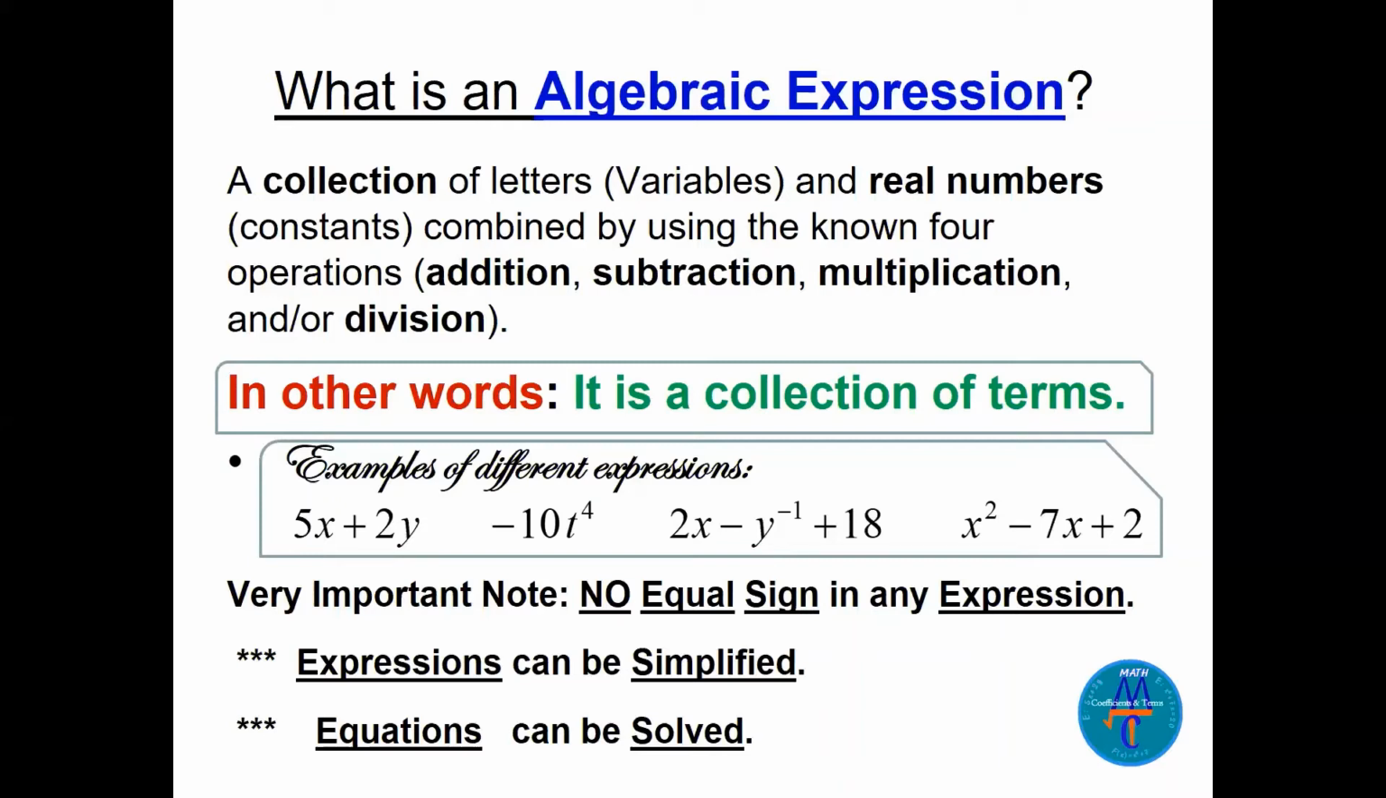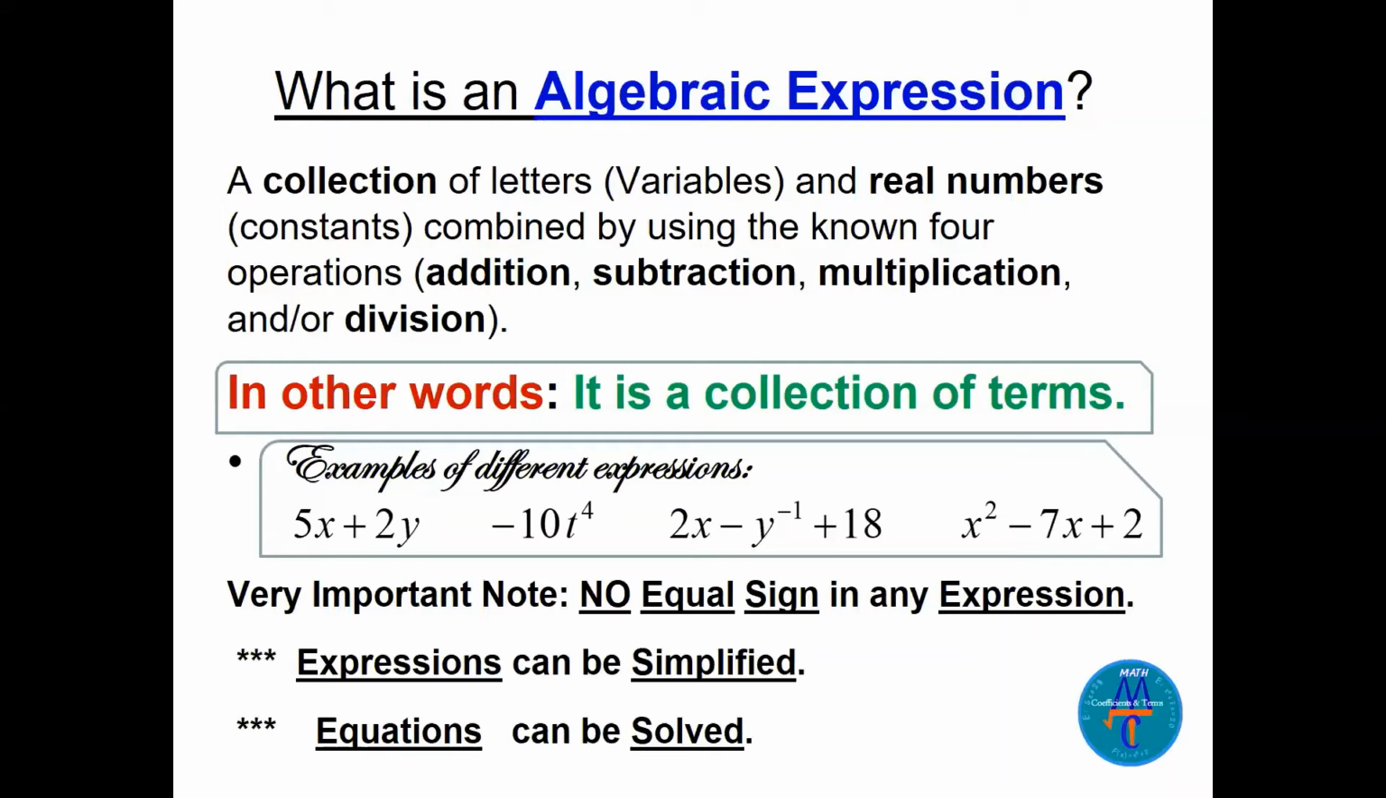This is expression. Again, expression is a collection of terms. Let's see the examples. 5x plus 2y. Only that is an expression. If I ask you how many terms? 2 terms here. 5x plus 2y. Nice. Minus 10t to the power 4. This is an expression, 1 term only. We can have 5 terms, 7 terms, 10 terms, infinity of terms. 2x minus y to the power minus 1 plus 18. This one also is an expression. x squared minus 7x plus 2, expression.